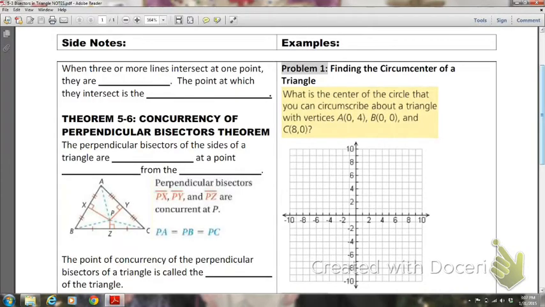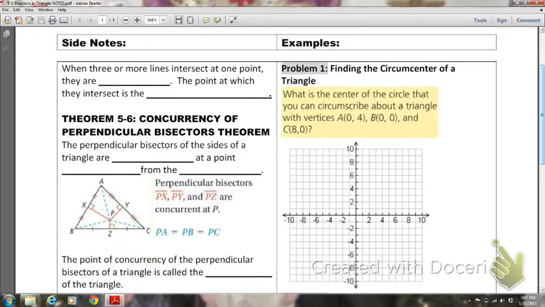In this lesson, we're going to talk about the bisectors in triangles. The objective is to identify properties of perpendicular bisectors and angle bisectors. And these are going to be points of concurrency in a triangle. There are 4 different points of concurrency. We've already learned about 2 of them in previous lessons.